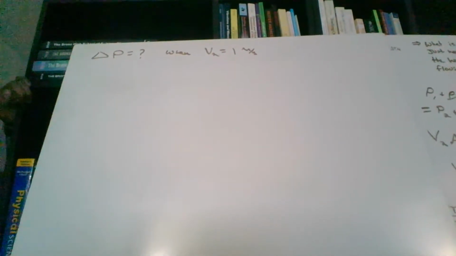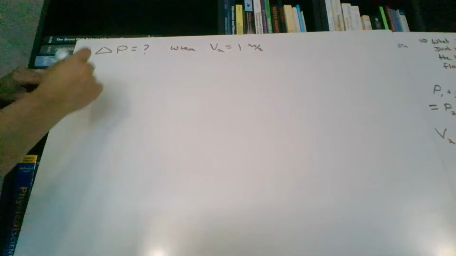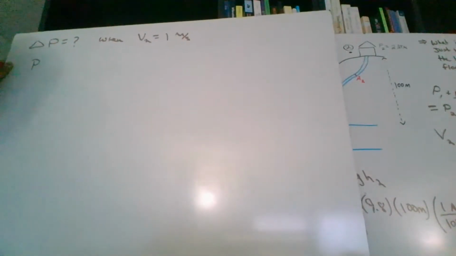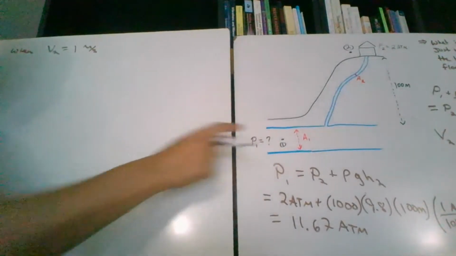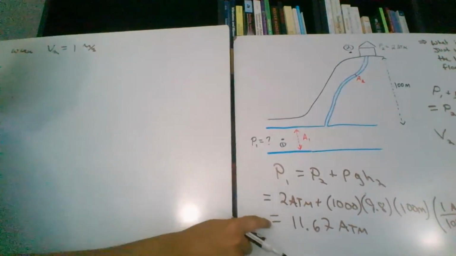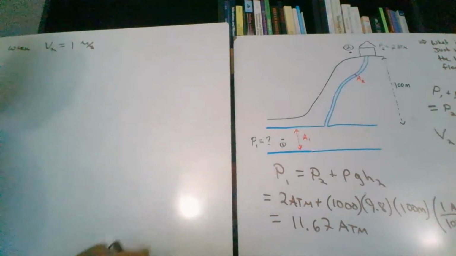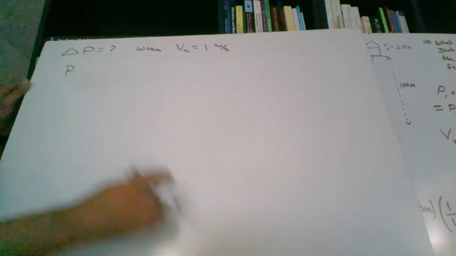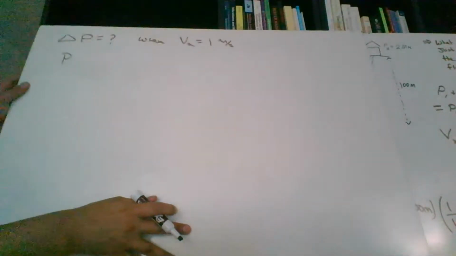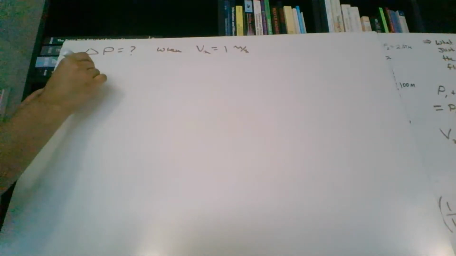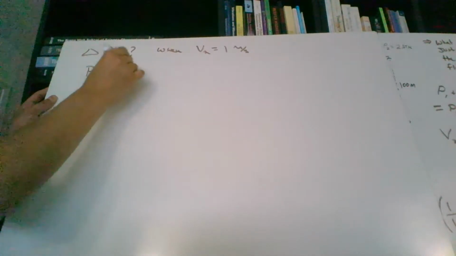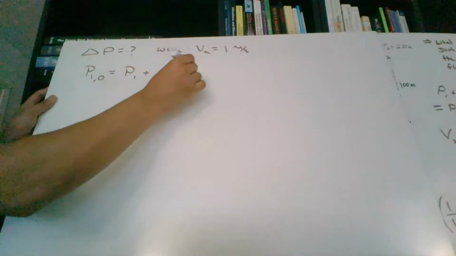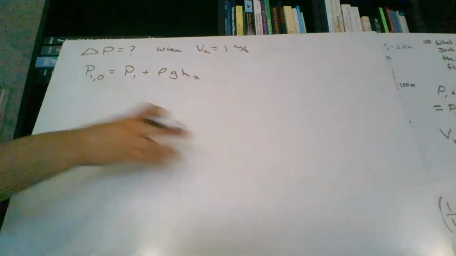So the way we're going to do this is we're going to call the initial pressure that we had. Let's look at the initial pressure down here. The initial pressure was given by this equation right here. P1 is equal to P2 plus rho g h2, right? So we'll call that P1 naught. And that's equal to P2 plus rho g h2. That was the initial pressure down there.